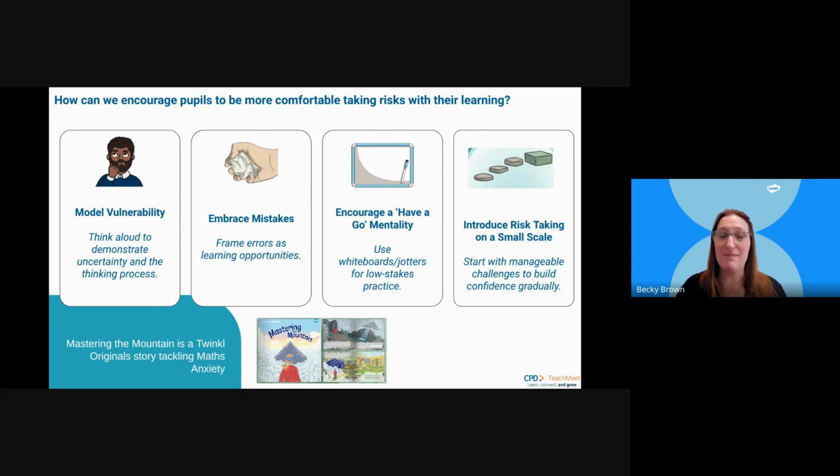Maths anxiety is absolutely a real thing, and we need to be aware of it and talk about it. There's a lot of stigma around maybe not considering yourself a maths person, but having those conversations is a really good thing to do. And so that book might be something you might want to share with some of your pupils.